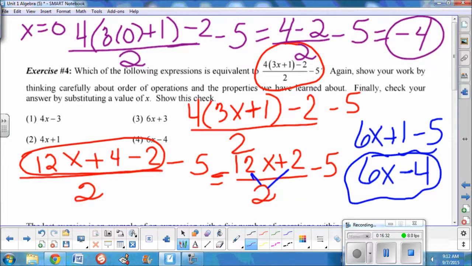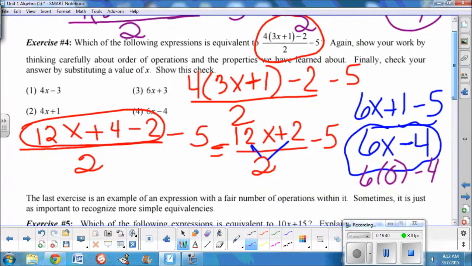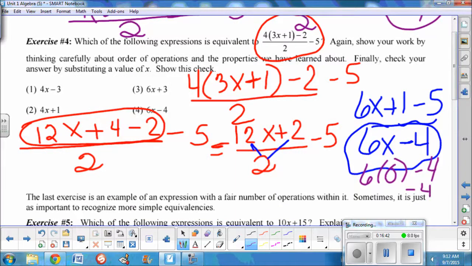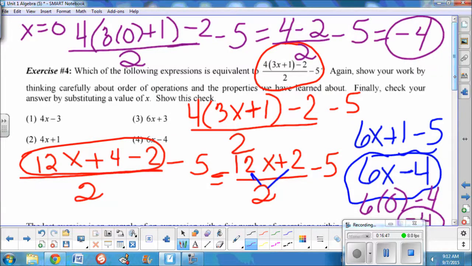And then let's check our answer. Use that same value. x is 0. If I did 6 times 0 minus 4, look at that. That gives me a minus 4 as well. So that just checked. That proved that, yes, we did do all of our calculations and simplifying correctly. And that ends up being choice number 4. Okay, we're almost done.